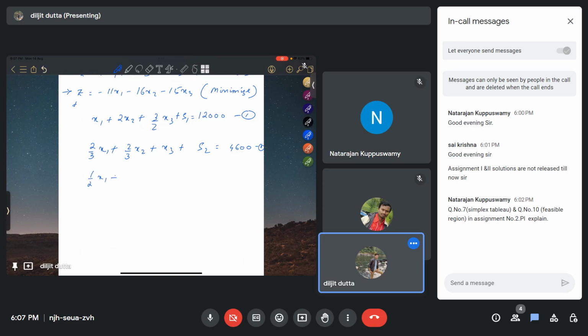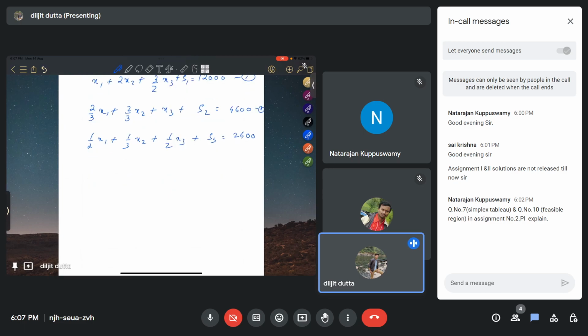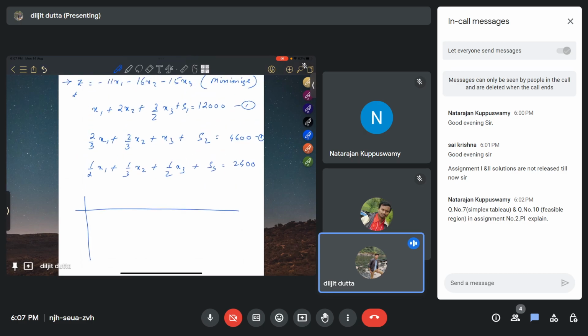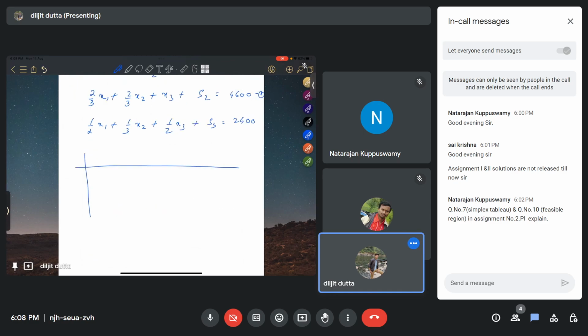And there is a third constraint also: half x1 plus 1 by 3 x2 plus x3 plus s3 equals 2400. The other constraints are obviously non-negativity constraints, so we'll make the simplex W now. Initially we have decided that we will take s1, s2 and s3 as the basic variables. After that, based on the coefficients, we will replace one of s1, s2, s3 with the other non-basic variables.